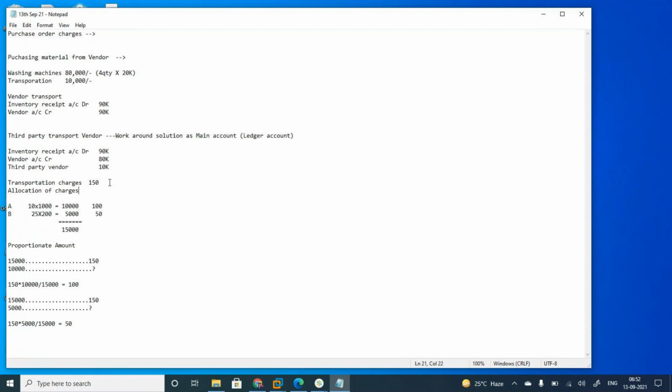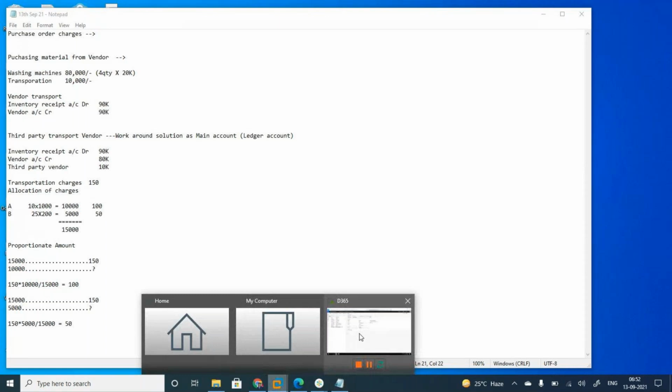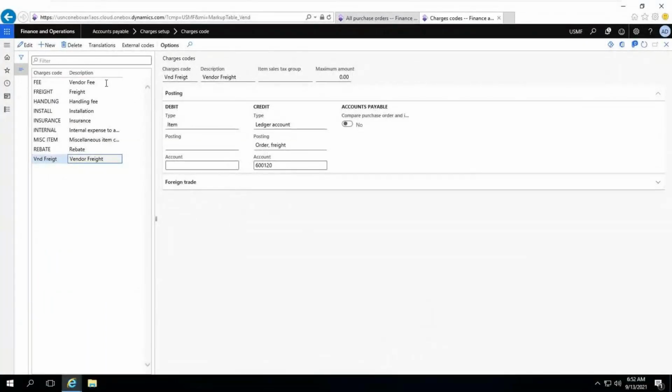Allocation of charges. So let me show you quickly the process. First, I will show you related to fee. Assume this is a transportation charge paid by the vendor. I will take this fee and show it in the system. After that, I will show the vendor freight and the process.